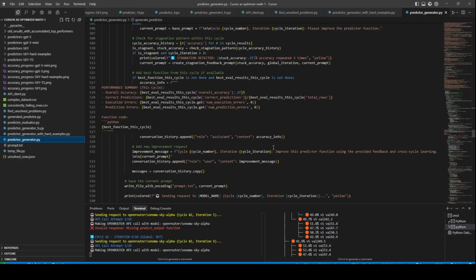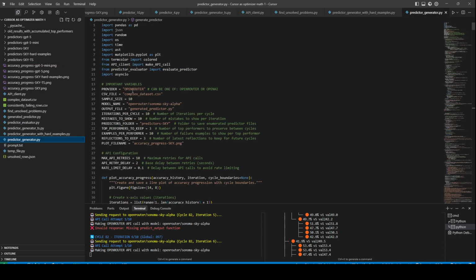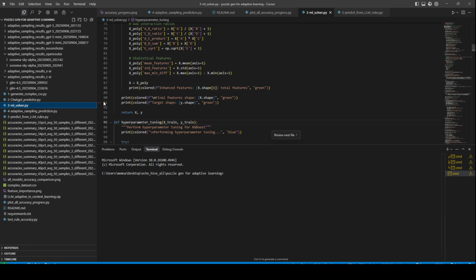The Python file, which is the predictor generator, can either use OpenAI or OpenRouter. You can use any OpenRouter model, as a matter of fact. And let me just give a little bit of background. I've been working on this for a while now, if you've seen my previous videos.